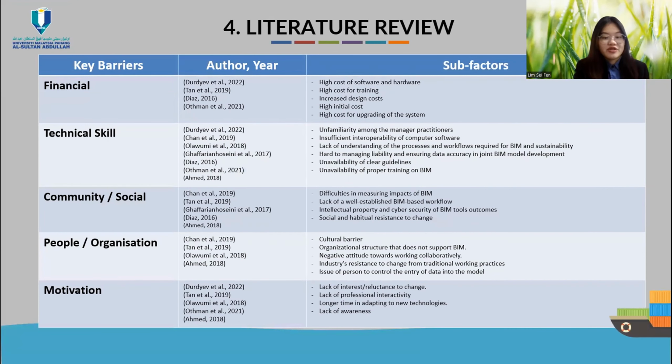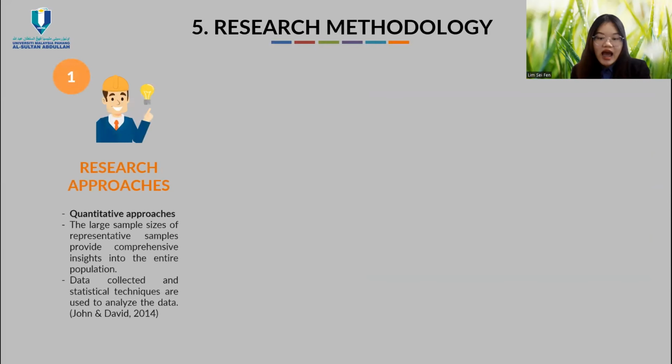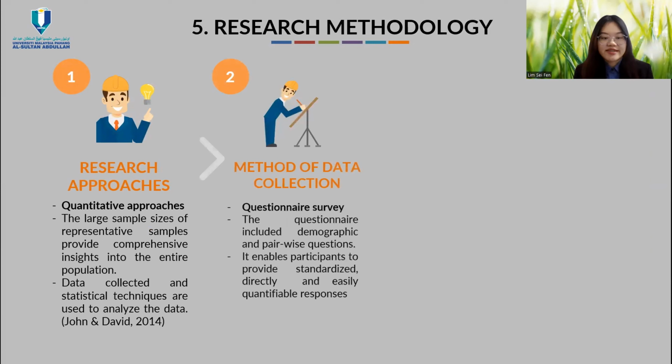Based on my study from different articles, the literature review highlights several key barriers to the adoption of BIM. Let's summarize the findings from various studies. These barriers encompass financial, technical, skill, community, social, people organization, and motivation that hinder the widespread adoption of BIM in project management. Other than that, from the research from 2016 to 2022, we identified the sub-factor for each key barrier as the table shown.